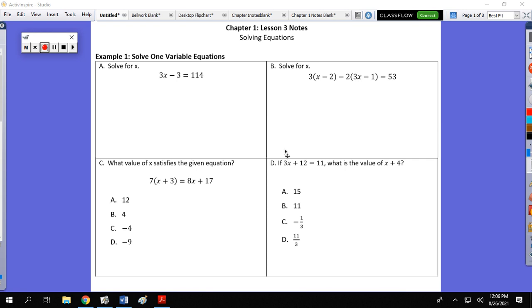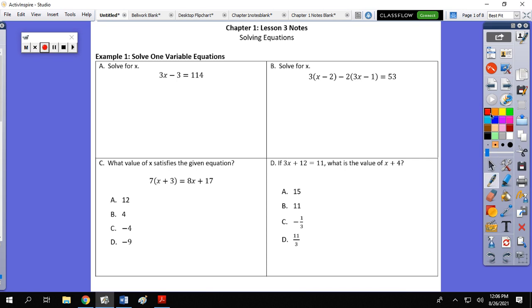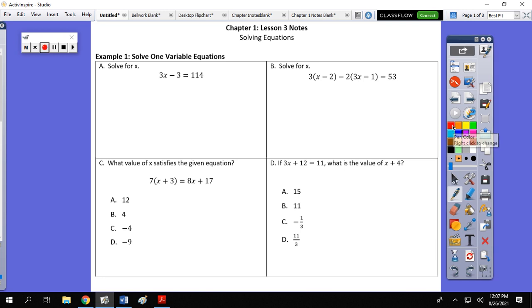So we'll start off reviewing how to solve one variable equations, which involves using order of operations, or rather reverse order of operations, to solve an equation. So when we look at an equation like example 1, letter A, solve for x, where it says 3x minus 3 equals 114, we are going to do reverse order of operations.